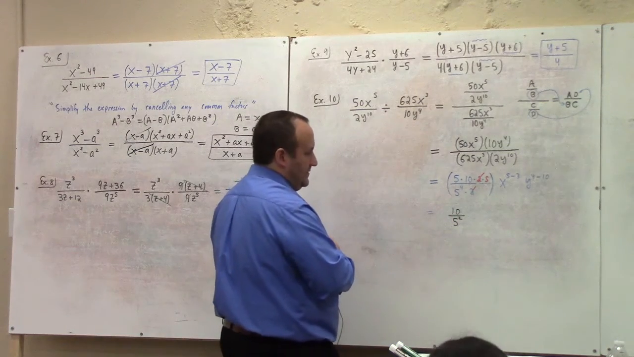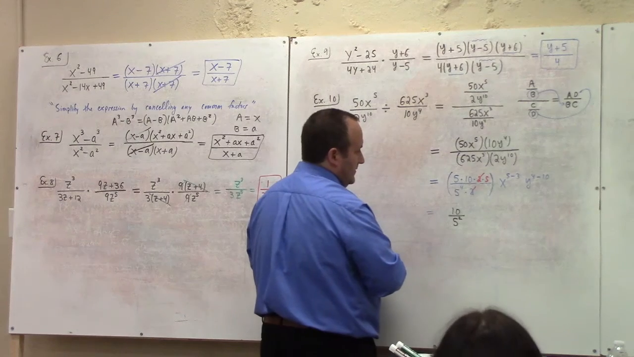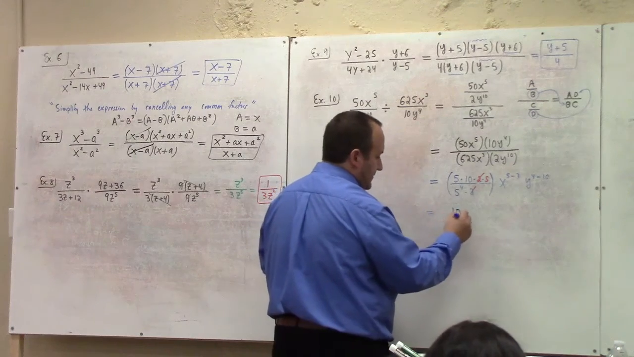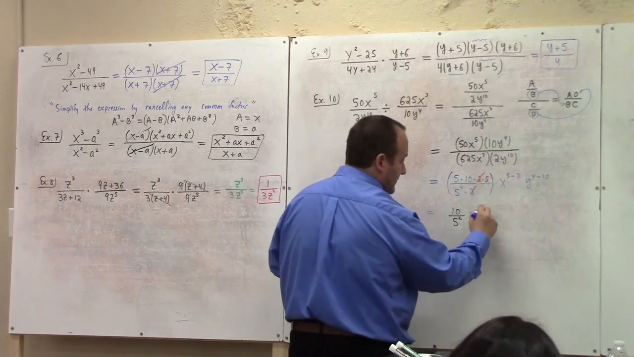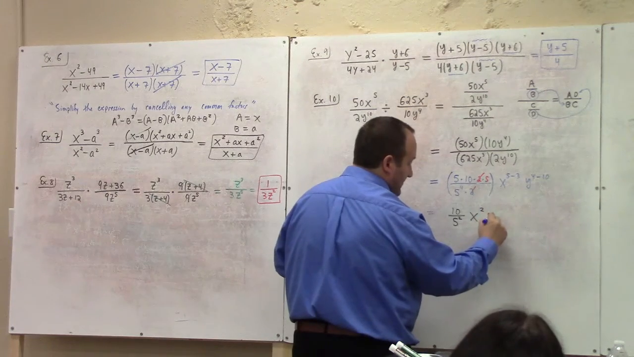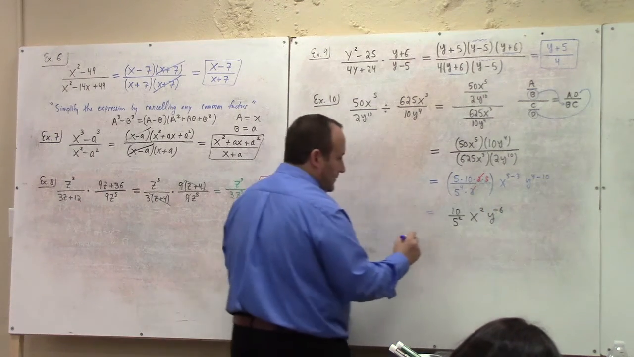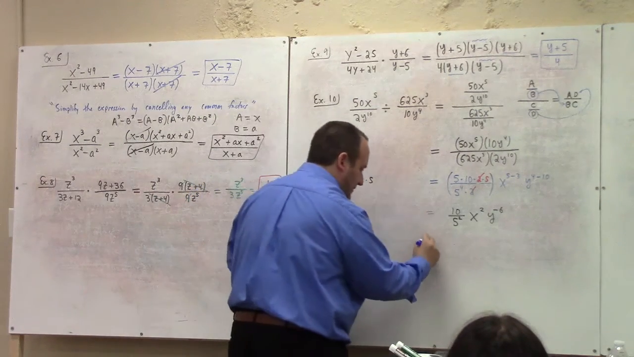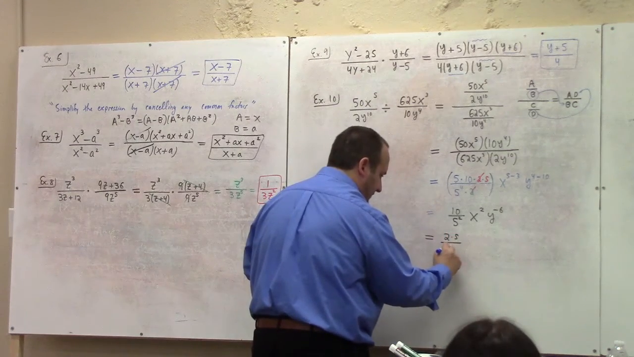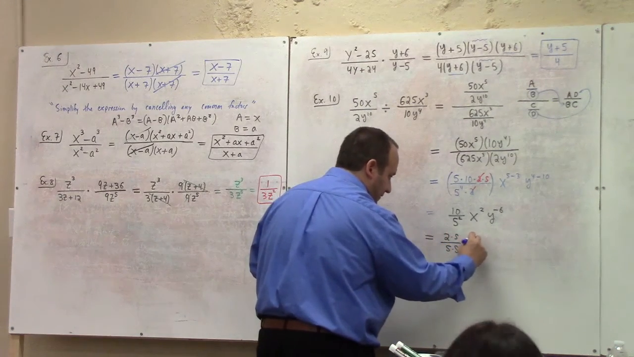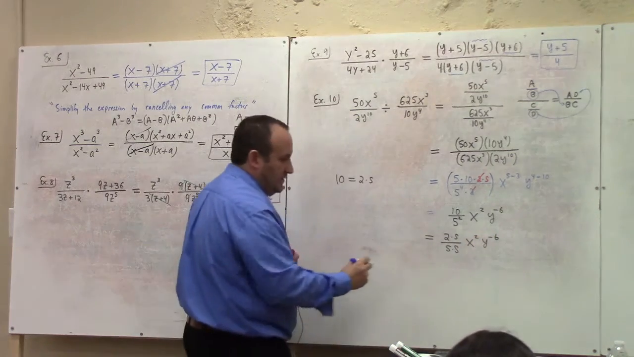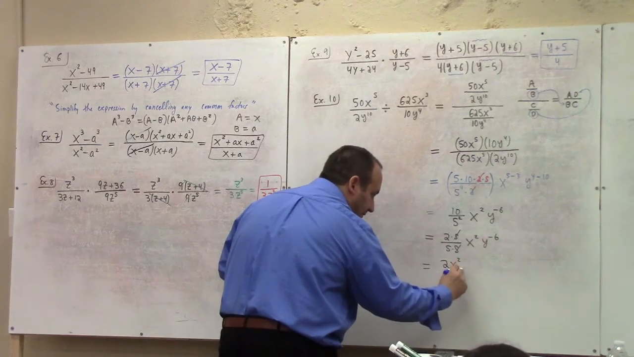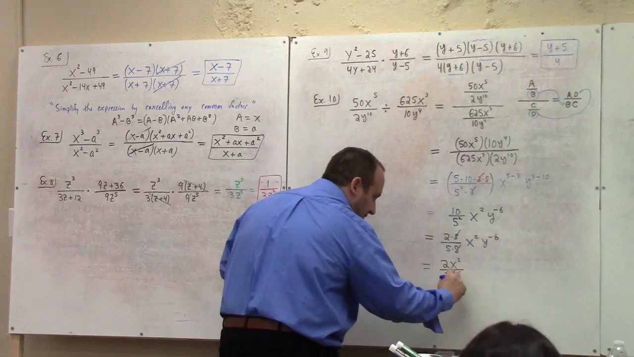Oh, but 10 is what? Good grief. Fine. That's x squared, y to the what, minus 6. 10 is 2 times 5. So this is really 2 times 5 over 5 times 5, x squared, y to the minus 6. So finally, the 5s cancel, and we're left with 2x squared over 5y to the 6th.